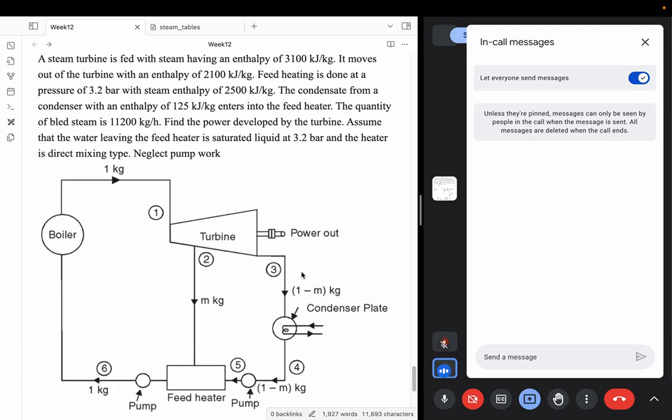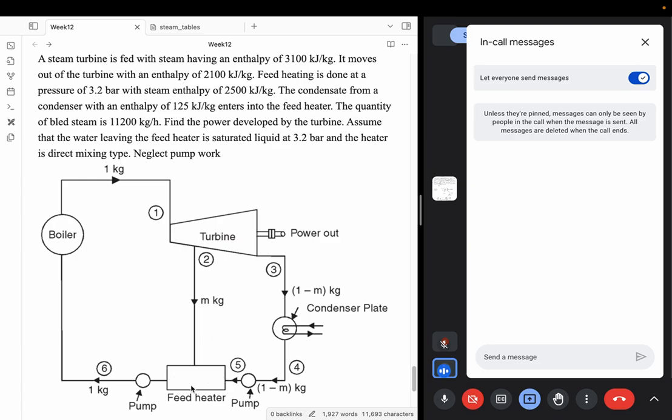Feed heating is done at a pressure of 3.2 bar. So this is the feed heater that is shown here, with steam at an enthalpy of 2500 kilojoule per kg. So a part of this is coming and then that is used as feed heater. So this is your regenerative cycle. And then the condensate from the condenser, state 4, with an enthalpy of 125 kilojoule per kg enters into the feed heater. So this as well as this, both of them enter here.